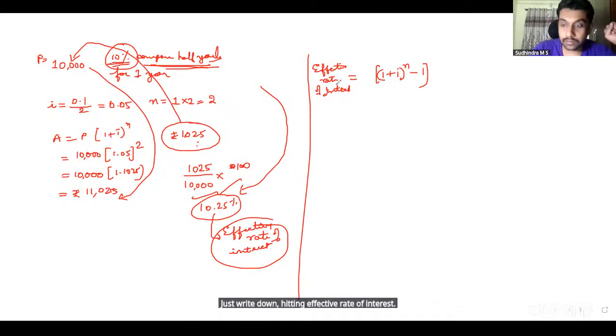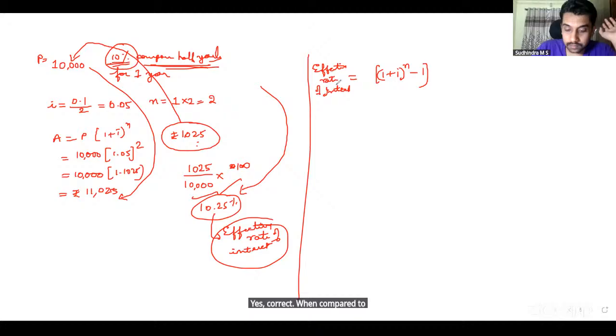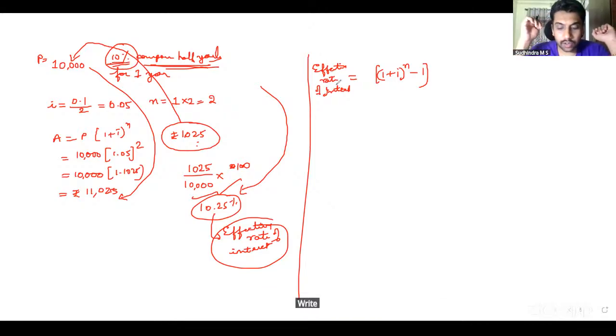Sir, is that meaning like it's the amount which we got as interest in percentage? Yes, correct. When compared to the principal. Okay, sir. Write down effective rate of interest.